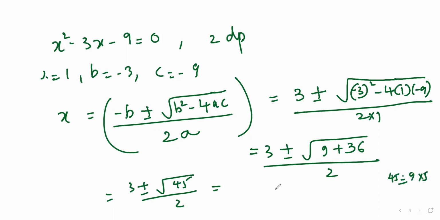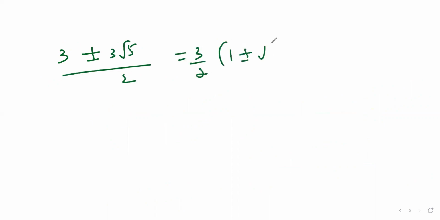45 is 9 into 5. The 9 comes out of the radical as 3. So 3 plus or minus root of 9 into 5, isn't it? The 9 under the root comes out as 3, and the 5 remains inside, by 2. 3 plus or minus 3 root 5 by 2. This is why you will be using your tables, remember. You can take out 3 by 2: 1 plus or minus root 5.